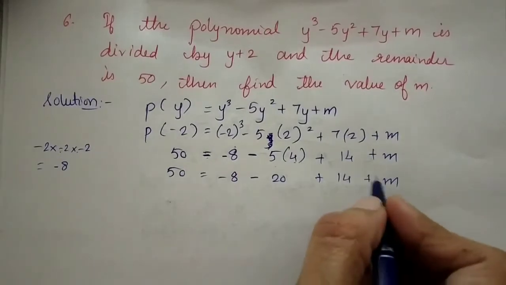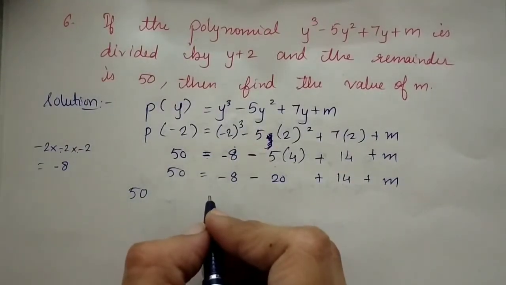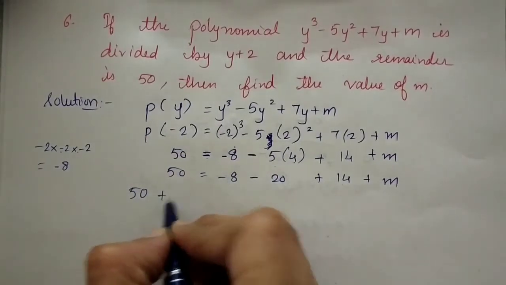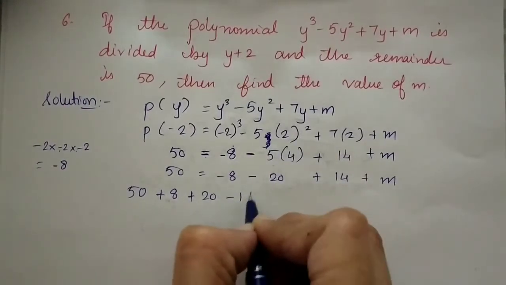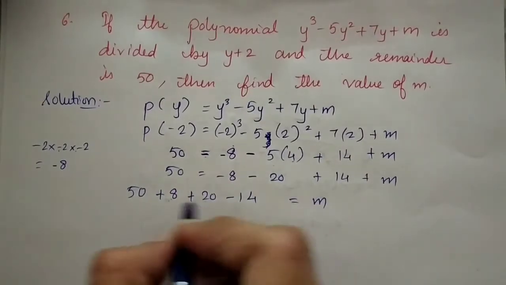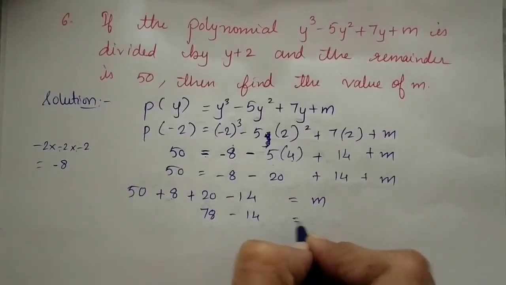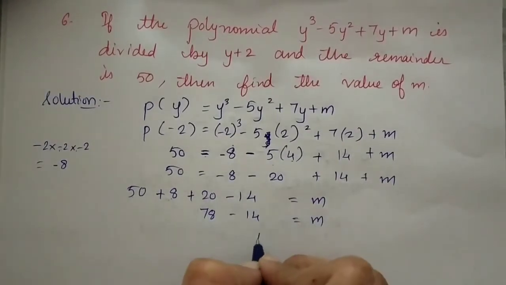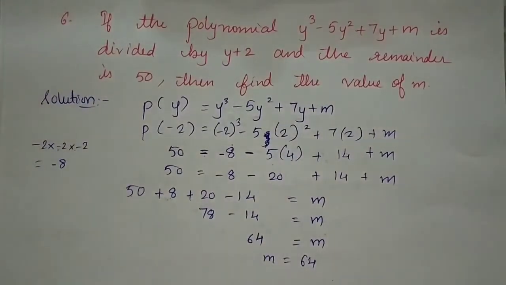We'll keep m alone and take everything else to the other side. When these numbers go to the other side, their signs will change. So minus 8, when it comes here, will become plus 8. Minus 20 becomes plus 20, and plus 14 becomes minus 14, is equal to m. So 50 plus 8 is 58. 58 plus 20 is 78, minus 14 is equal to m. Now 8 minus 4 is 4, 7 minus 1 is 6, so m is equal to 64. This is how we find out the answer.